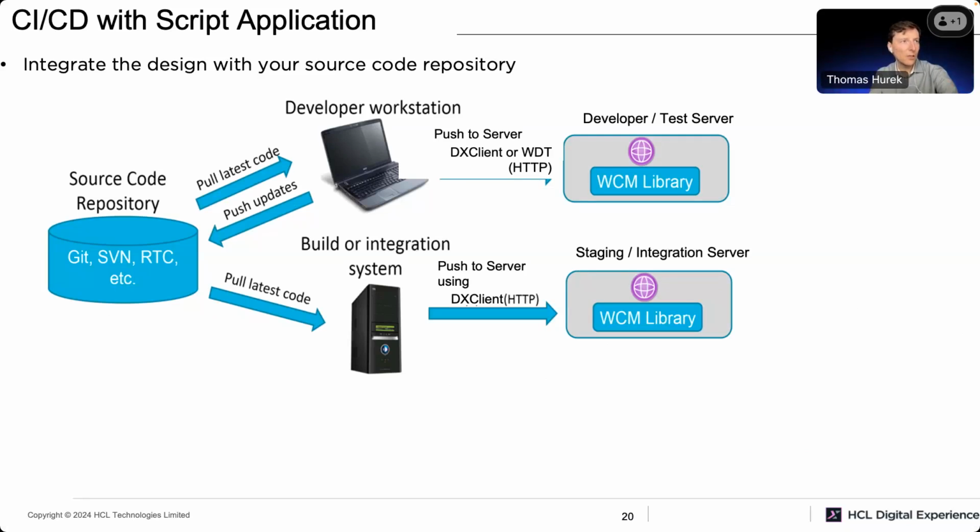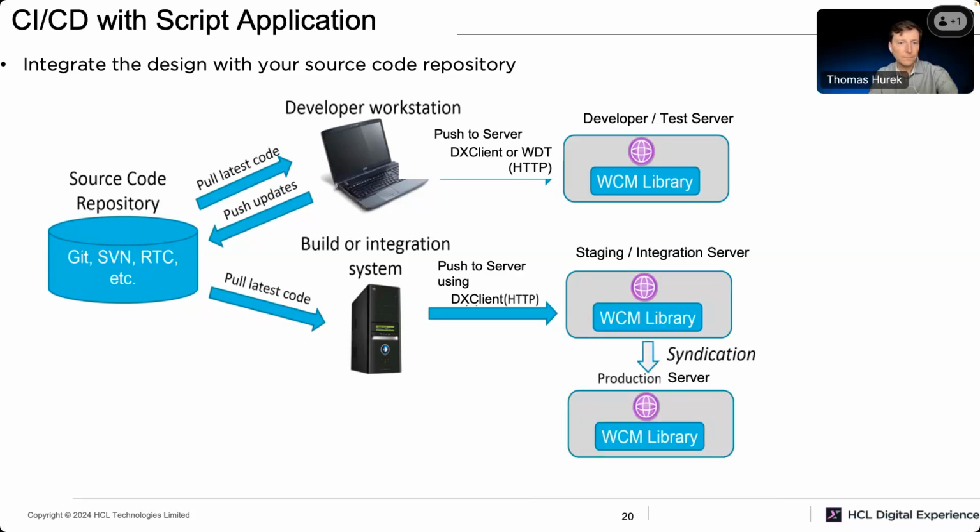And once that's checked in, your build integration system, let's say Jenkins, has notification that something has changed in the branch, like the developer master branch, and then it builds automatically and deploys it on your staging or integration server. It gets checked out. Some tests are run automatically, and then it can be promoted to production. The production deployment can either happen via syndication, let's say in case of a script application, or you could also consider deploying from your build integration server to production. Both of those paths are possible.